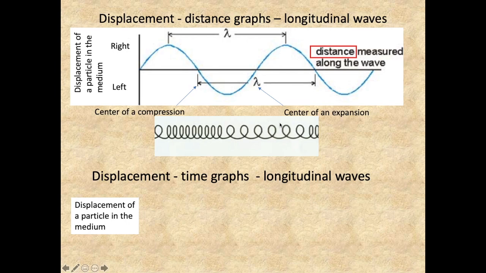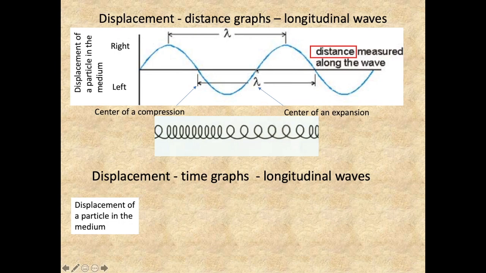It's the opposite for the center of an expansion. If a particle is the center of an expansion, the particles on its left have moved more left. The particles on its right have moved more right, basically away from this particle.